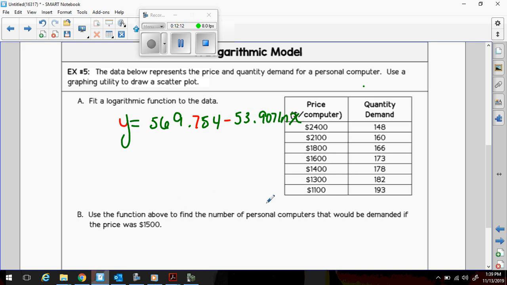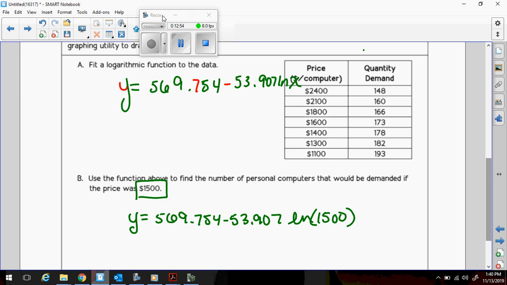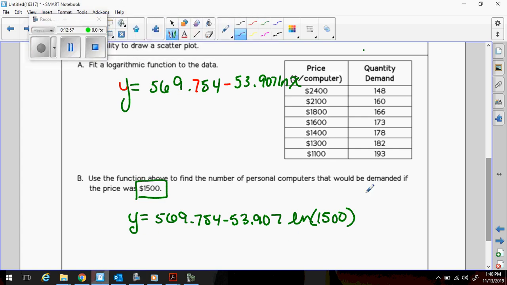Use the function above to find the number of personal computers that would be demanded if the price was $1,500. So my price is going to be $1,500. I'm going to plug it in. What is the quantity when we have 569.754 minus 53.907 natural log of 1,500? This is my x's. I made this like my domain, my x values. So the price is going to still be an x value. So I'm going to plug that in, natural log of x. And what I get, just plug this into your calculator, you get something like maybe 175.5.